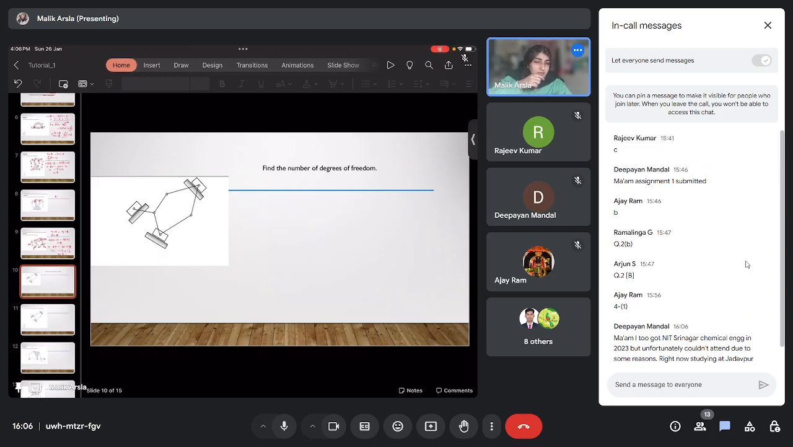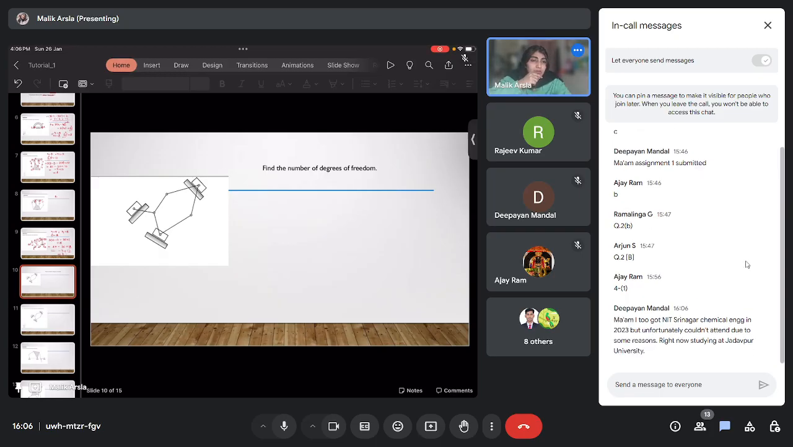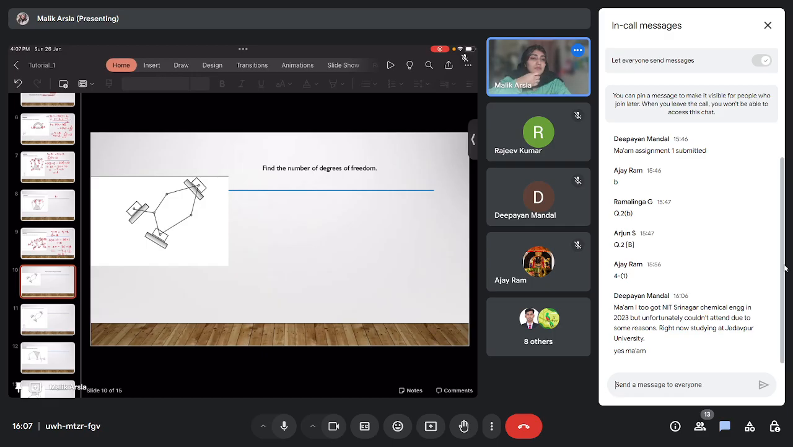Oh, okay, Deepayan, that's fine. Now it's good that you're in Jadavpur University also. You're in mechanical now, right? Okay, those who joined late, maybe you can introduce yourself at the end, because I took the introduction of everyone who was present at the start.